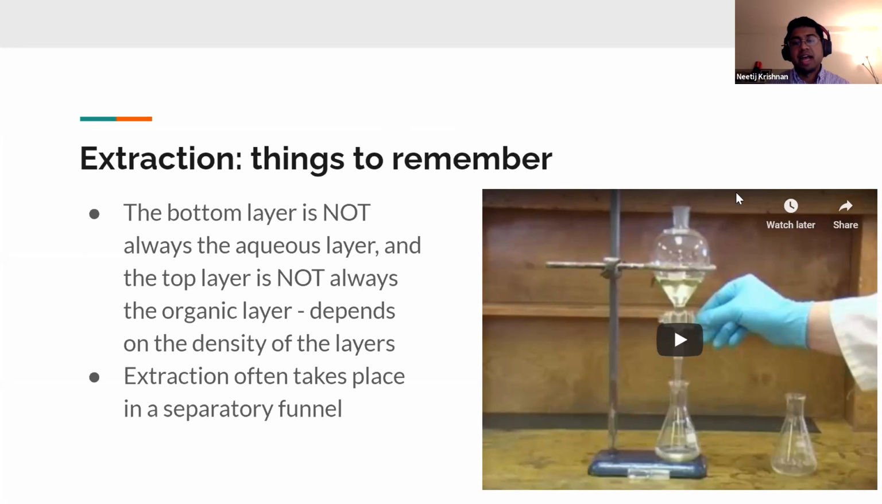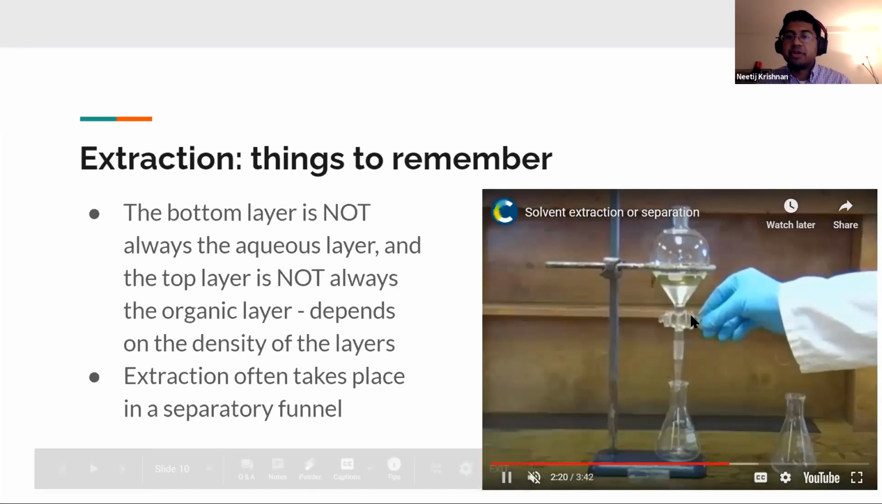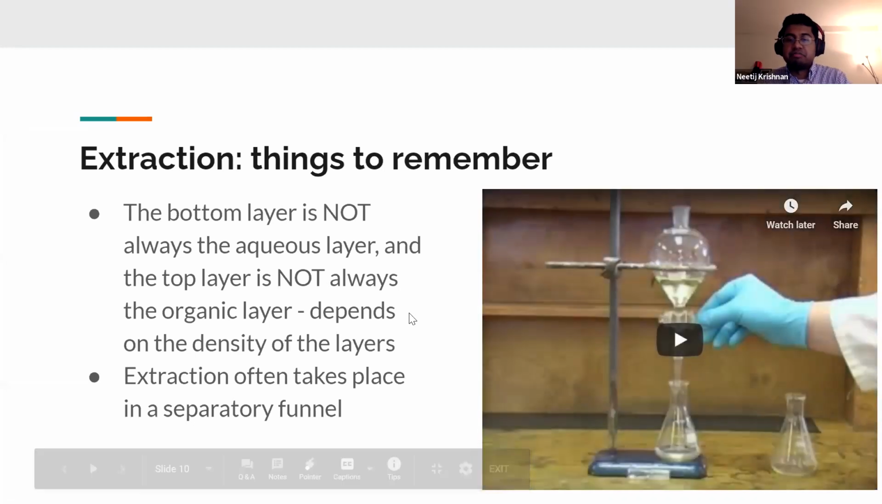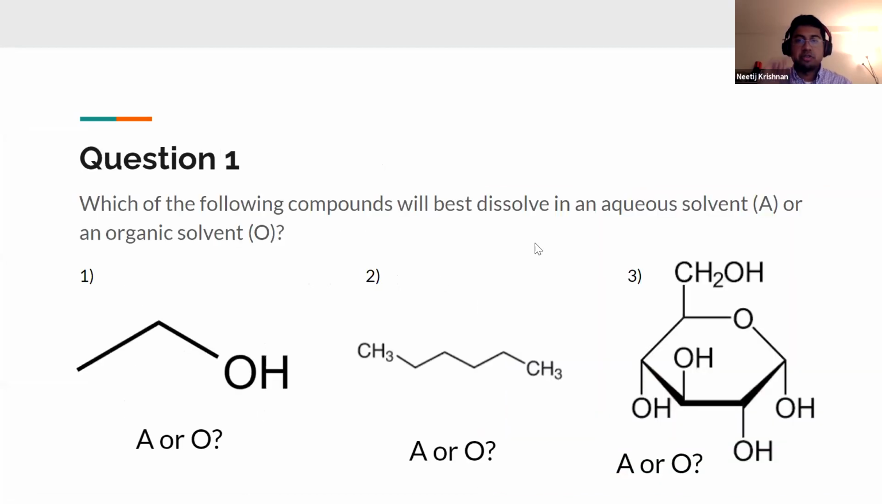Always check. And then extraction often takes place in a separatory funnel. Essentially, I don't know if you can see this, but this is how you can drain that bottom layer by opening that valve. Can everyone see it? Yeah. Can people see it? Okay, yeah. So you're going to drain that liquid, and that's essentially how extraction usually works. As far as the MCAT goes, that first tip is going to be more important than the second, but it's good to know.